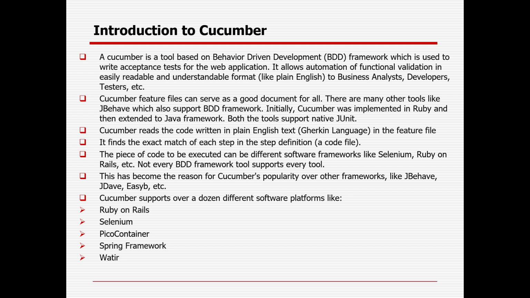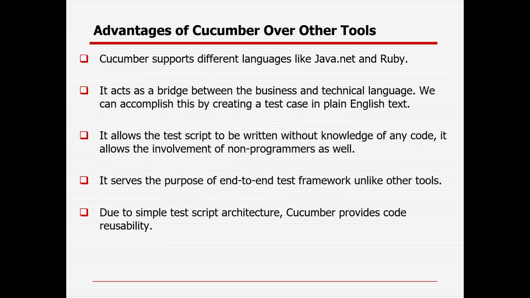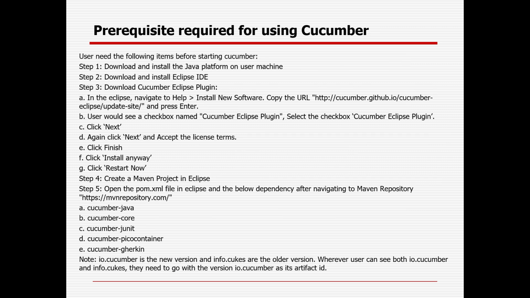These are a couple of things you can remember so that in case somebody asks, you can provide the proper justification: what is the advantage of Cucumber over other tools? Cucumber primarily supports Java, .NET and Ruby. It acts as a bridge between the business and technical stakeholders. It allows the test scripts to be written without knowledge of any code. It allows the involvement of non-programmers as well. It serves the purpose of an end-to-end test framework, unlike other tools. Due to a simple test script architecture, Cucumber provides code reusability.